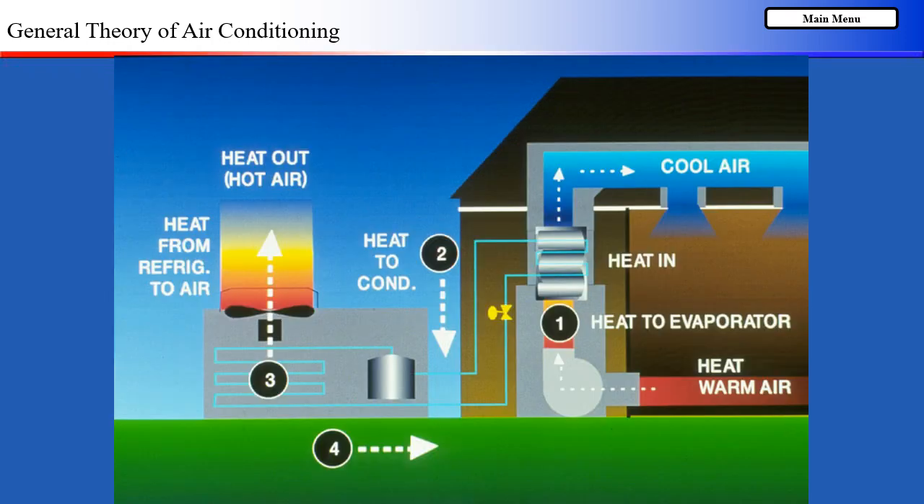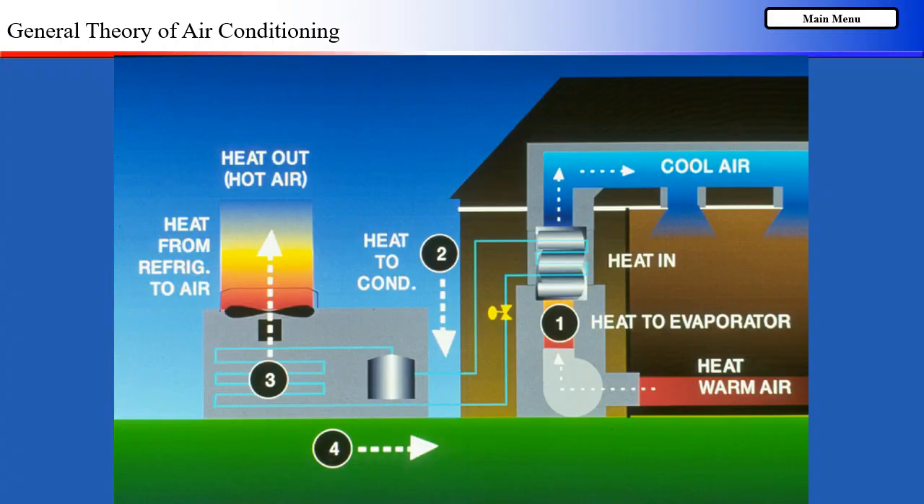The first is a living space cooled by a central air conditioning system. In order to cool the space, heat must be moved from the air indoors to the air outdoors. This happens in several steps. First, the heat is moved from the indoor air to the refrigerant circulating through the evaporator. This causes the temperature of the air moving over the evaporator to drop.